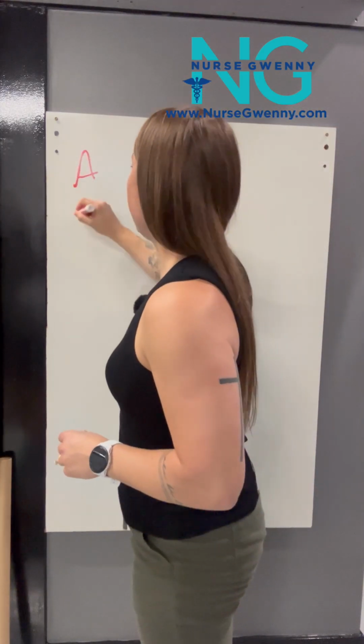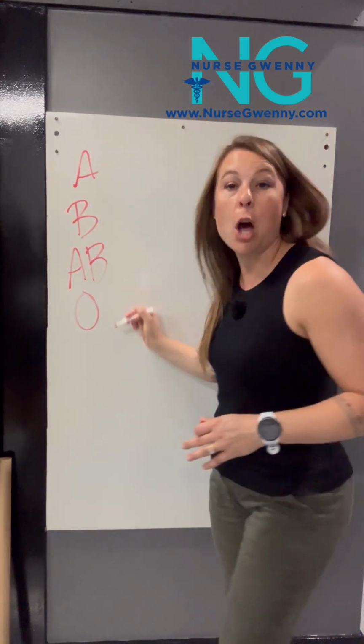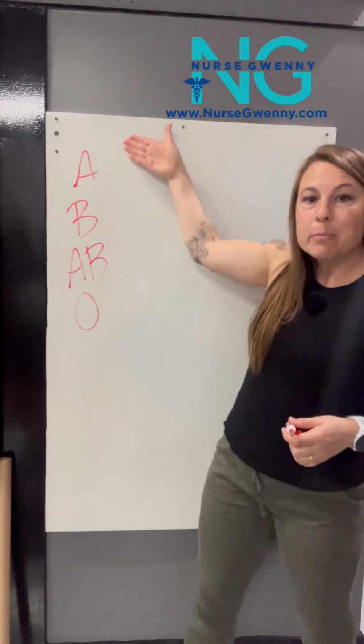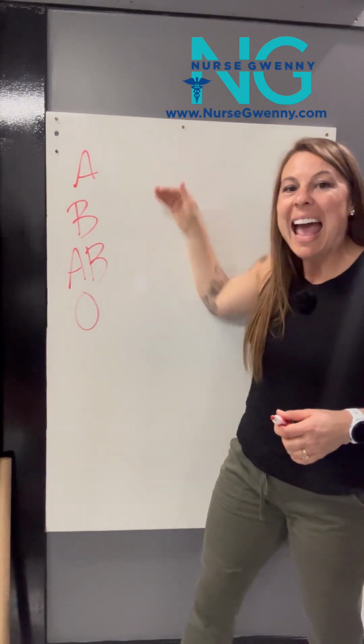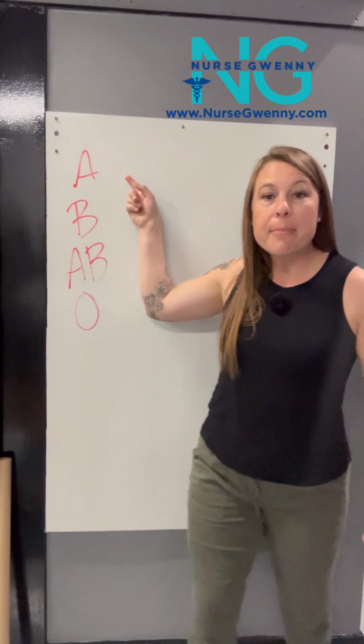So when we're looking at blood groups, we have type A, type B, type AB, and type O. These are our blood types. This means that these blood types have these antigens. I want you to think of an antigen as a cellular name tag. That's a sticker that those cells wear that says, I am a type A.